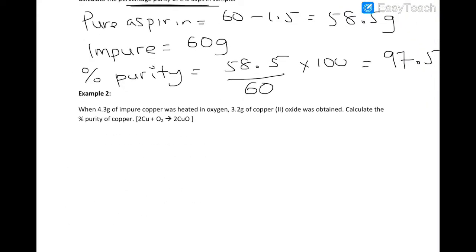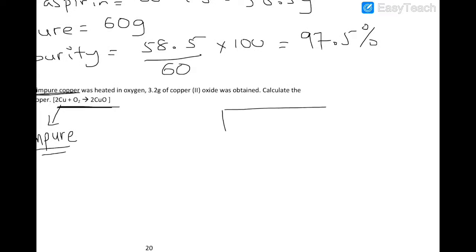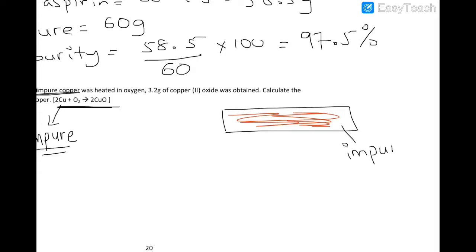Now let's see the second example, which is a bit different from the first one. Here we have impure copper which was heated in oxygen to form copper oxide. So that's the equation. This is impure. Let's say I have that sample of copper. Let's say whatever is in red here is pure copper and the blank, the other remaining space, is impurities. But we don't know how much is pure, we don't know how much is impure.